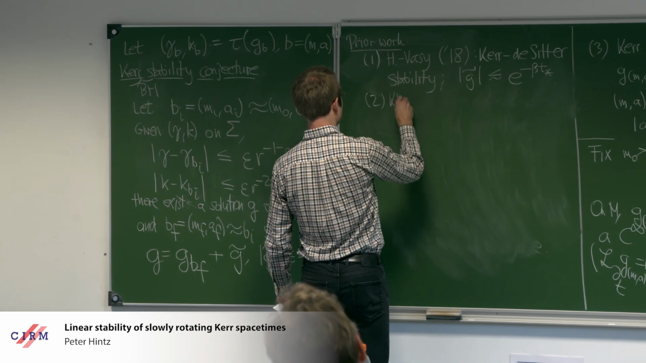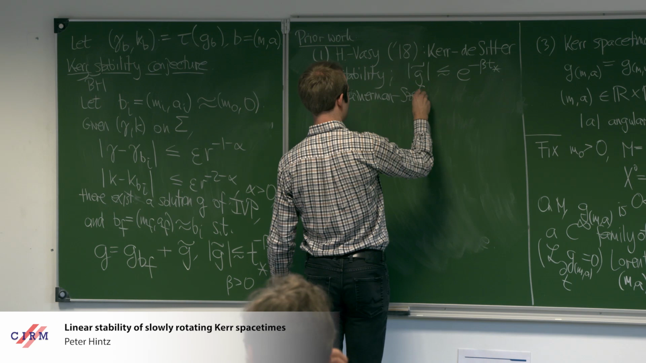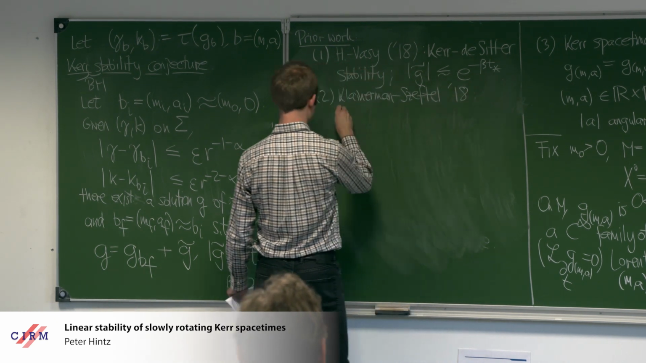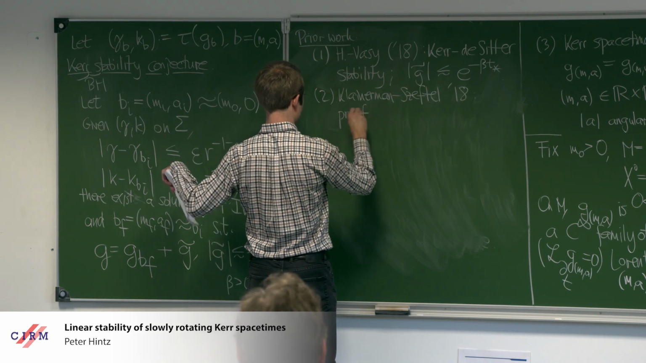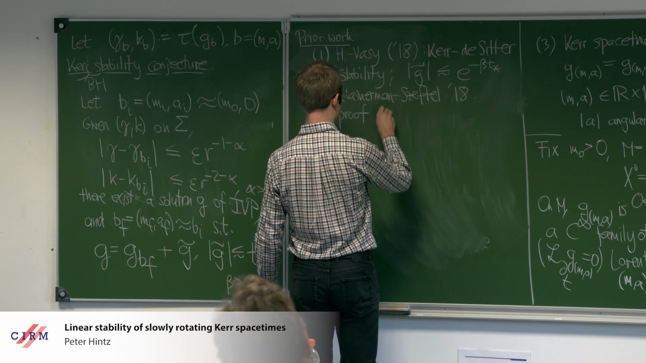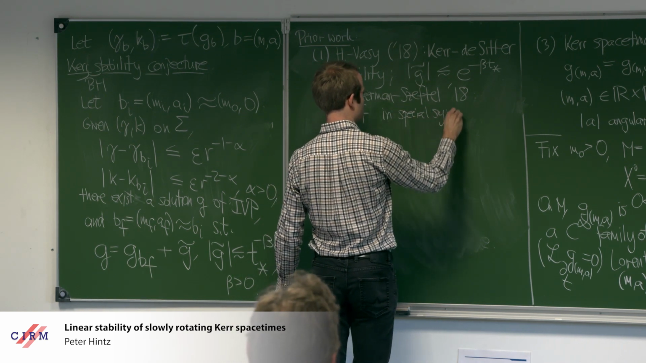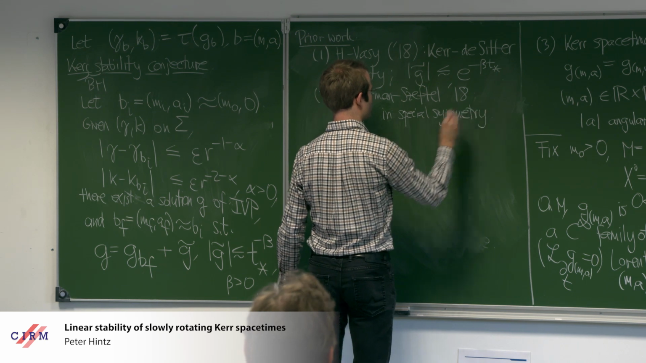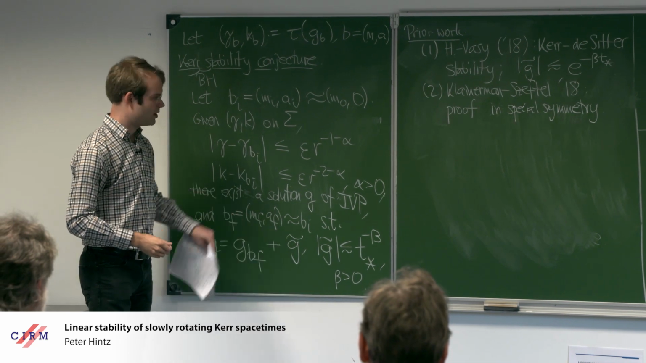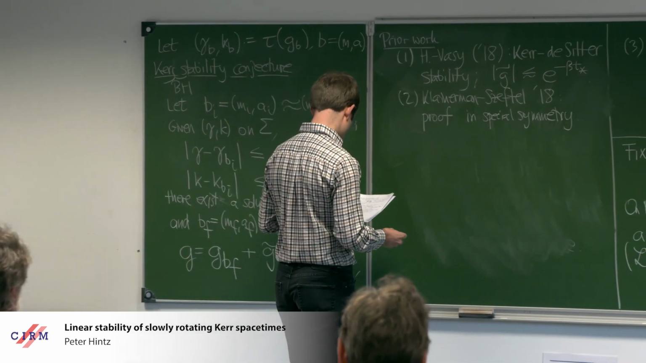The second one is a proof of this conjecture in a special symmetry class, which was recently announced by Klainerman and Szeftel, I think also 2018. So that's the proof of this conjecture for a special symmetry class. It's so-called axially symmetric polarized symmetry, which excludes in particular that the final black hole attains any angular momentum.